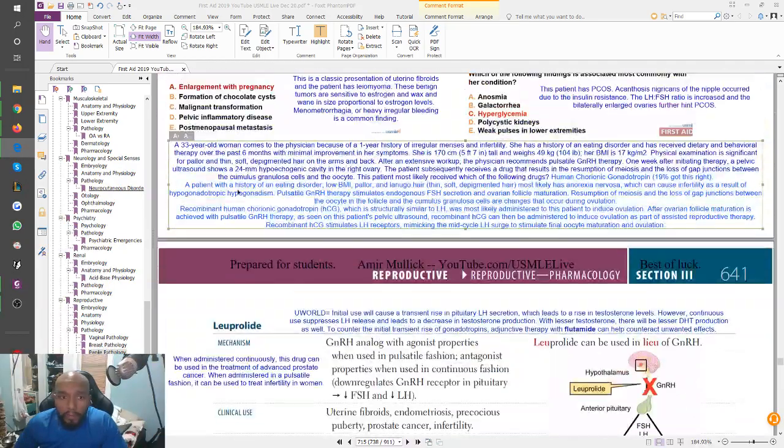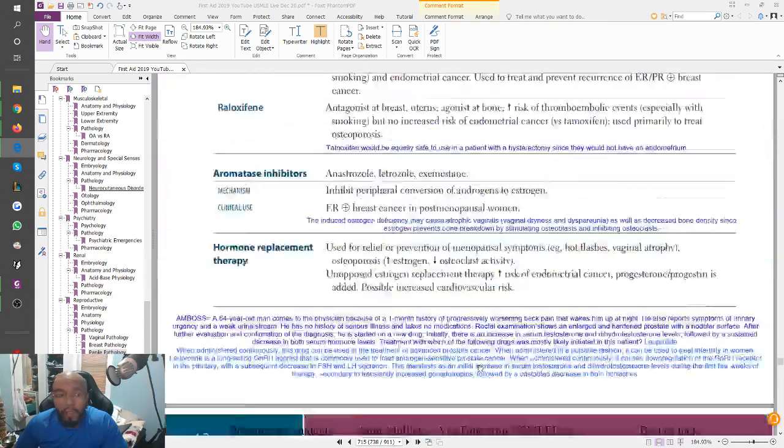So, oh, and the first thing they did, right, where they gave her, initiating the pulsatile. Pulsatile GnRH therapy, that's basically going to be leuprolide, right? Pulsatile leuprolide. So that's what this question is kind of about.